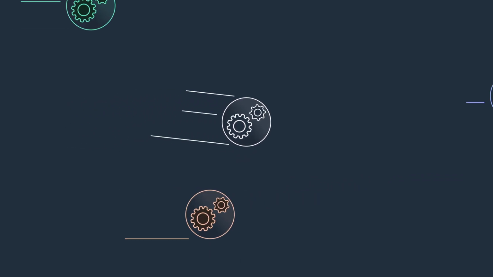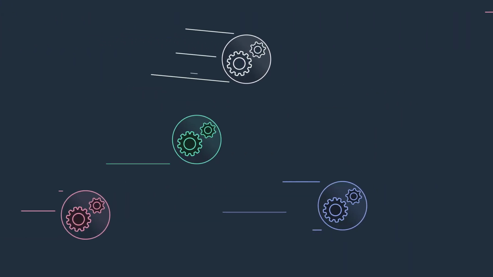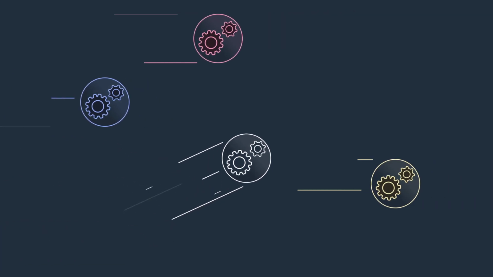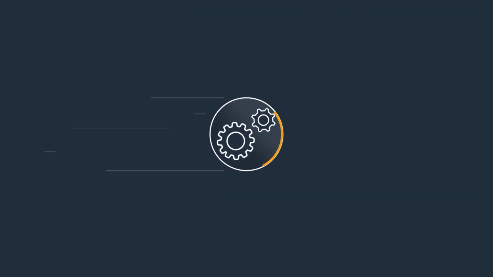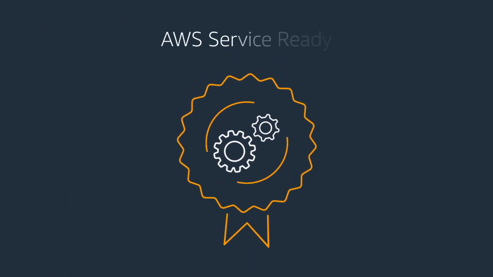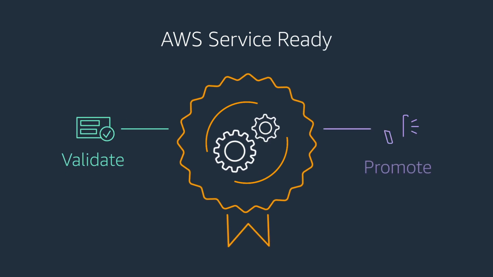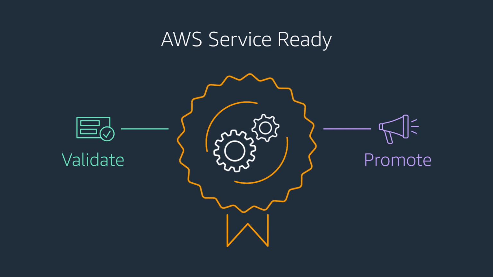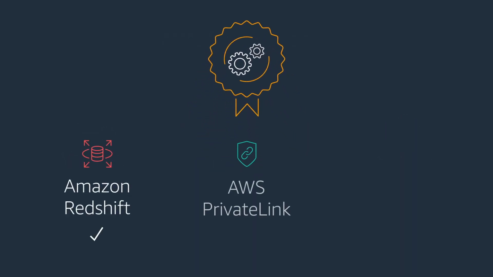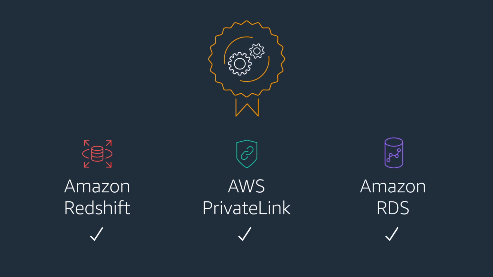There are countless products built on or integrated with specific AWS services. Wouldn't it be great if there was an easy way to make your product stand out from the rest? The AWS Service Ready Program helps experienced APN partners validate and promote their product integration with a growing list of AWS services, such as Amazon Redshift, AWS Private Link, and Amazon RDS, to name a few.